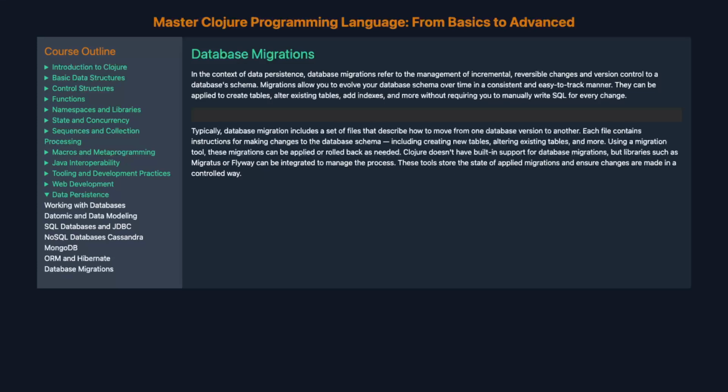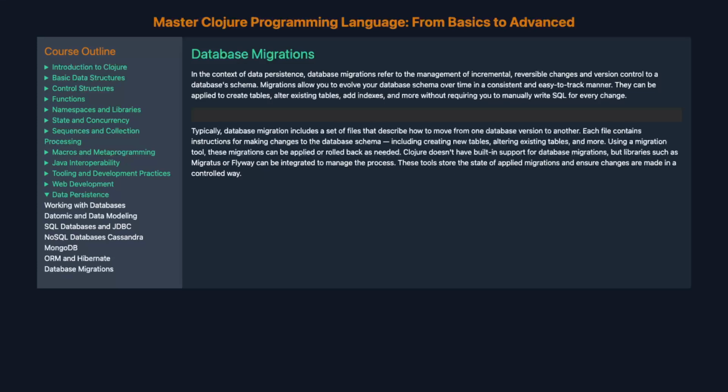They can be applied to create tables, alter existing tables, add indexes, and more, without requiring you to manually write SQL for every change. Typically, database migration includes a set of files that describe how to move from one database version to another. Each file contains instructions for making changes to the database schema, including creating new tables, altering existing tables, and more.